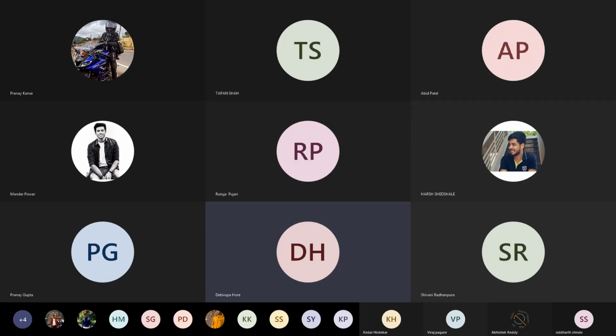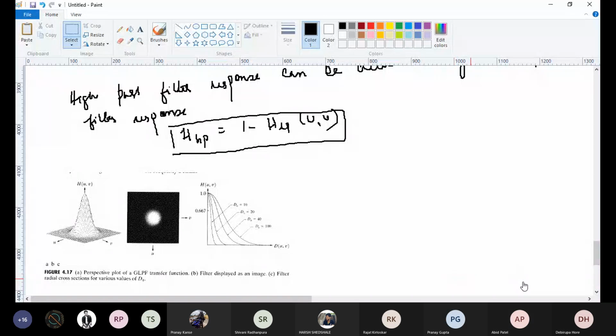Not two, three different types of spatial filters are left. So let's quickly cover it up. I'll take a new board.